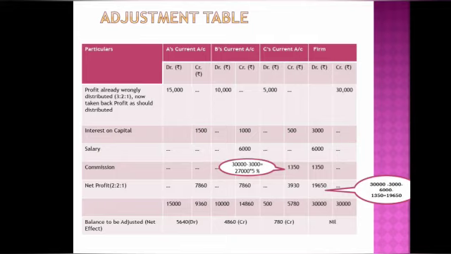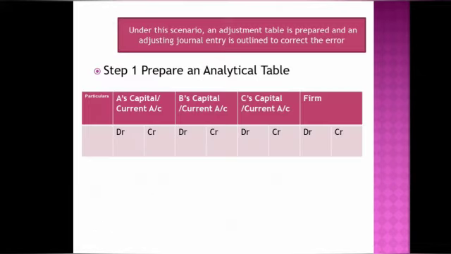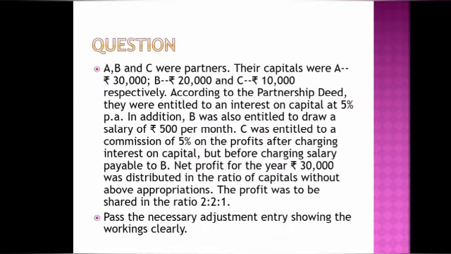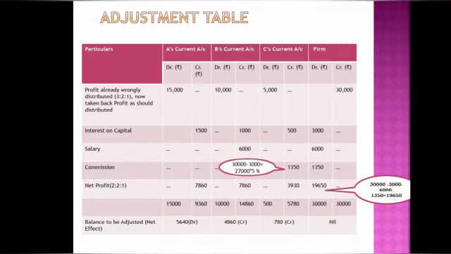That is, you have to first calculate the firm's balance. So if I show you this step, in that step I told you, the third last, find out the balance of the firm and it will disclose the profit or loss. So we are going to find the profit or loss, and here the way I calculate I have shown you on the right hand side. So the profit or loss, here it is coming to 19,650. That means it is a profit for the firm.